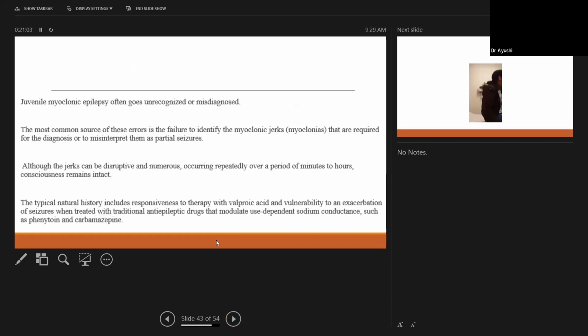Now, this condition often goes unrecognized or misdiagnosed. The most common source of these errors is the failure to identify the myoclonic jerks that are required for the diagnosis, or to misinterpret them as partial seizures. Although the jerks can be disruptive and numerous, occurring repeatedly over a period of minutes to hours, consciousness remains intact. A typical natural history includes responsiveness to therapy with valproic acid and vulnerability to an exacerbation of seizures when treated with traditional anti-epileptic drugs that modulate use-dependent sodium conductance, such as phenytoin and carbamazepine.